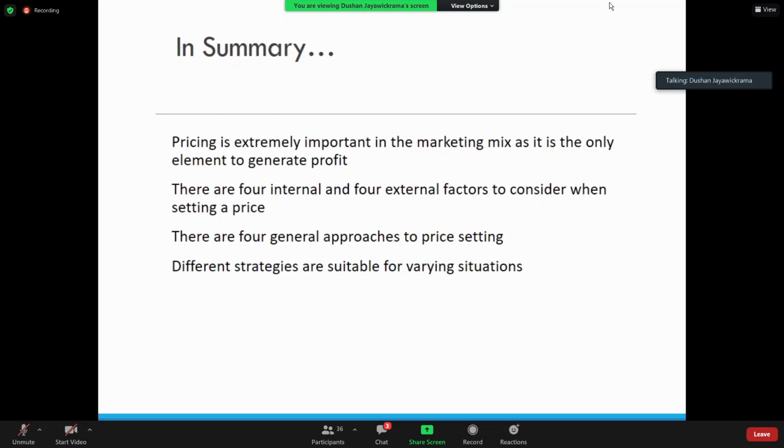We ended up having nothing at home because of the wrong decisions we have made. So that's pretty much about pricing strategy. Any questions you'd like to ask?